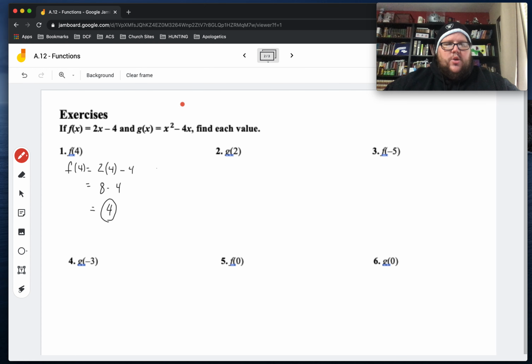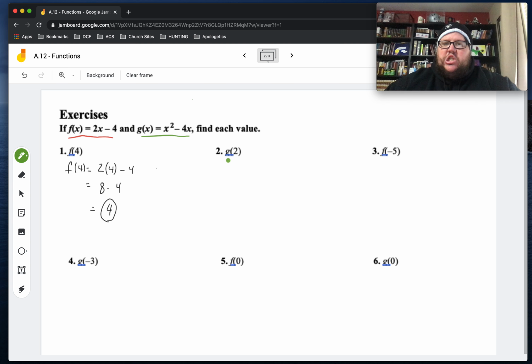So all we're going to do is a couple of problems today. f of x is 2x minus 4. g of x is x squared, and I'll put g of x in a different color. g of x is x squared minus 4x. So, f of 4, I would look at function f and plug in 4 for x. So 2 times 4 minus 4, which is 8 minus 4, which is 4.